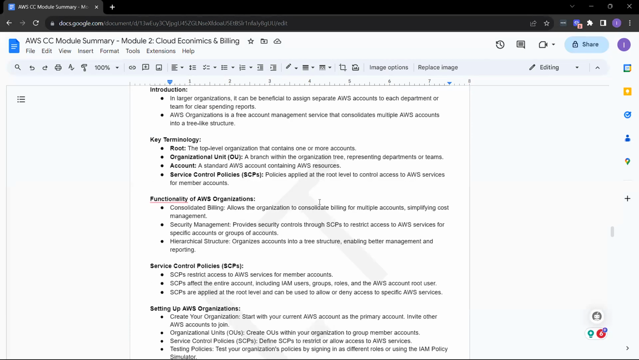And what are the functions of AWS Organizations? I talked about consolidated billing earlier. Whatever these individual accounts used, all the bills are put together and charged under the main organization's account. But when you look at your cost and usage reports, you are able to see the individual usage of each account.